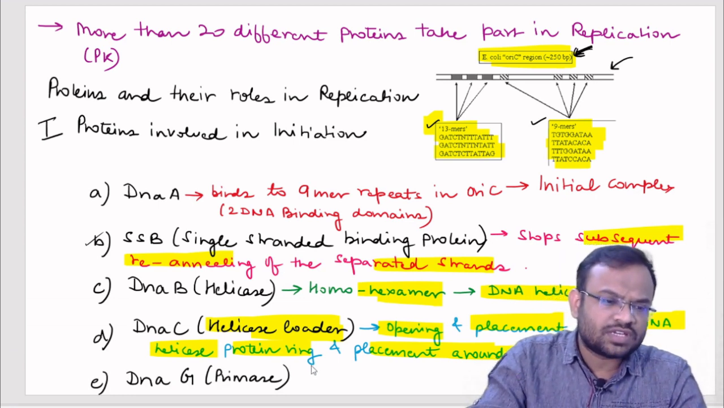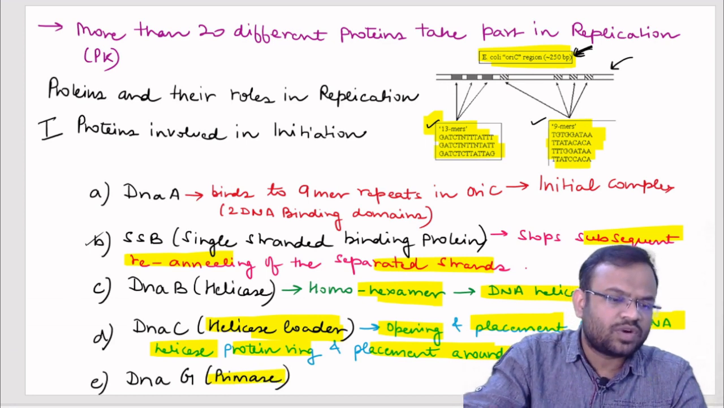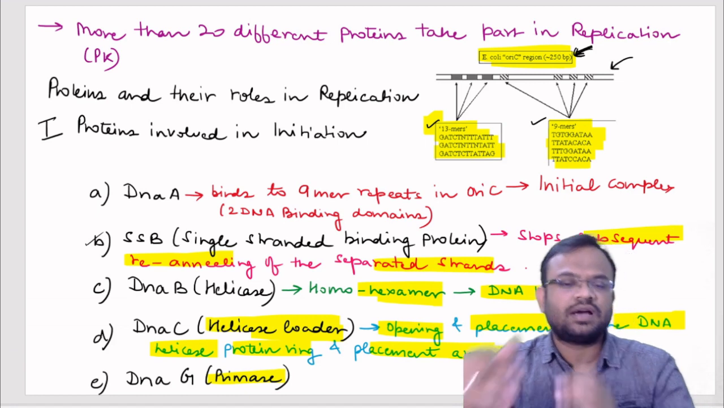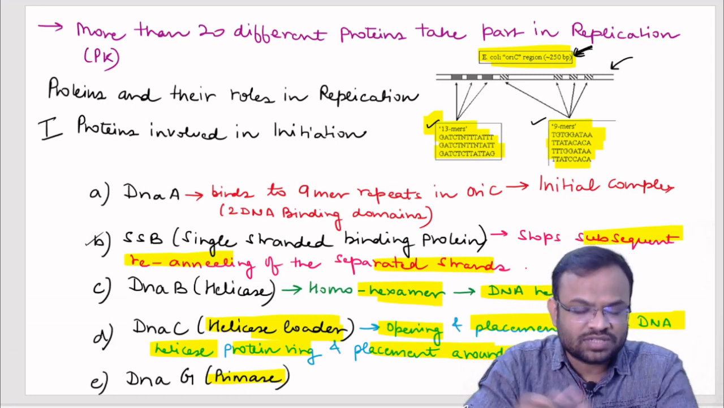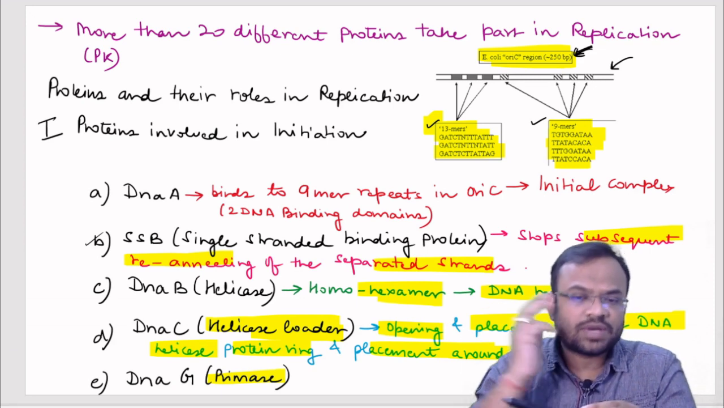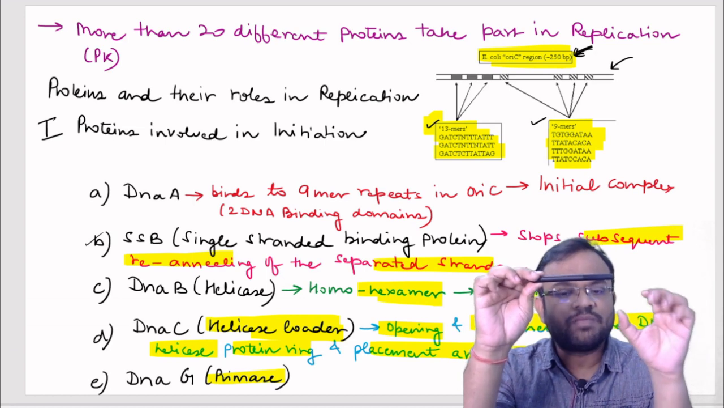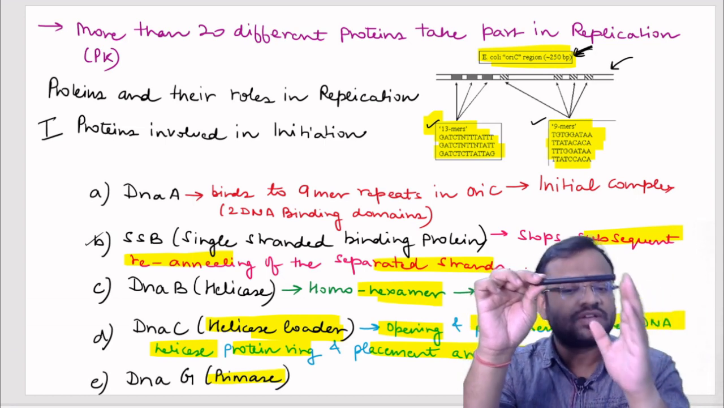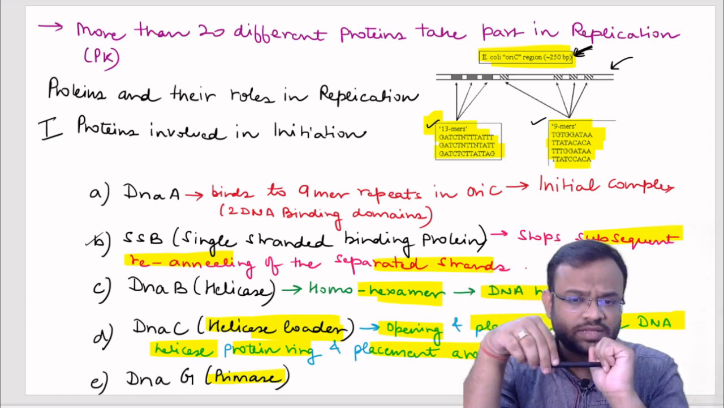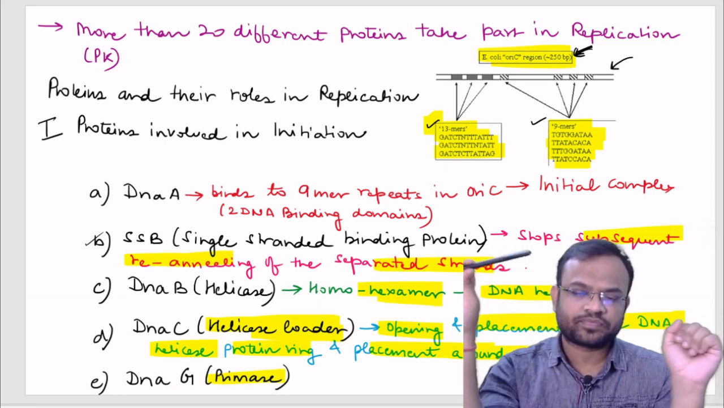Now DnaG is primase. Okay, so it is primase. Now what do you understand by primase? So primase is an enzyme that synthesizes primer. Now you would know that primers are short oligos that are required by the DNA polymerase for extension of the DNA strand. That means, suppose this is my DNA strand.